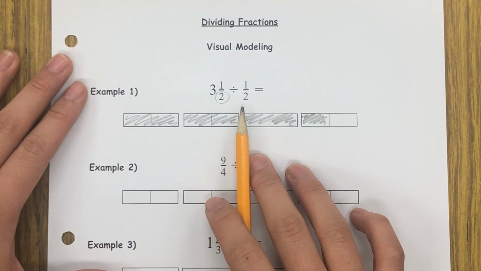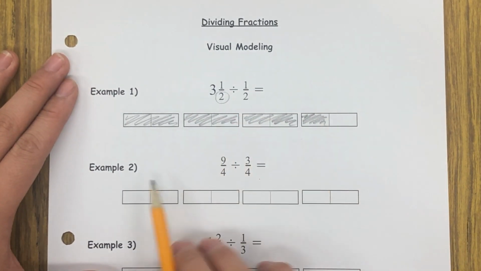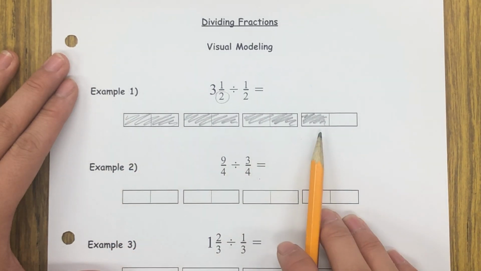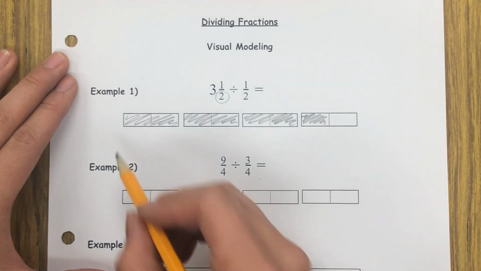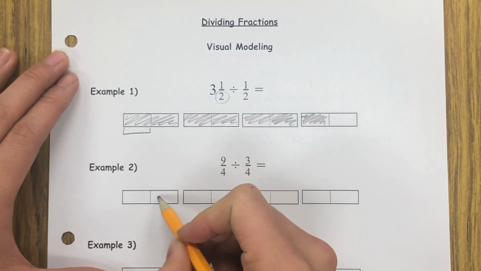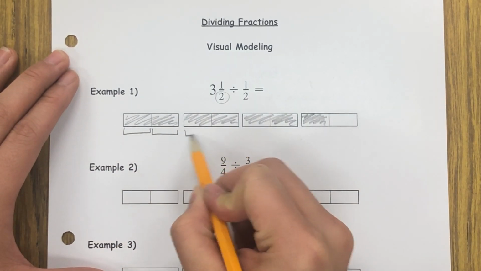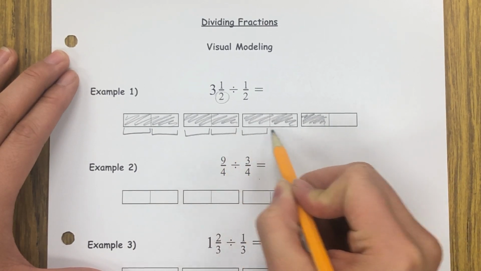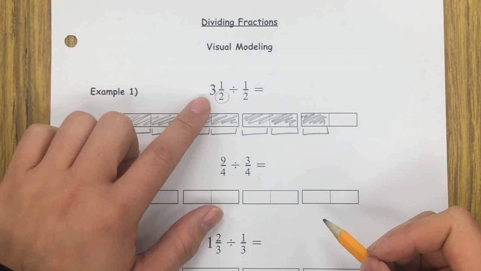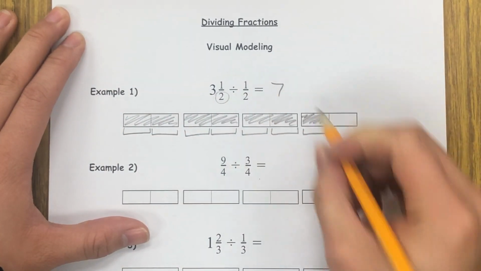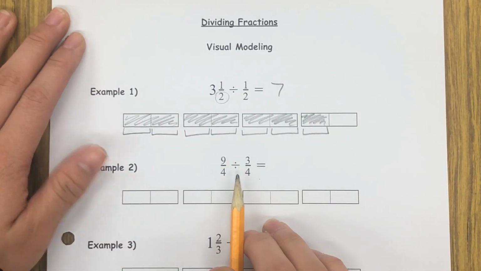That means I'm asking how many halves can I pull out of my 3 and 1/2? Okay, so I can pull out, here's 1/2, here's another, 1, 2, 3, 4, 5, 6, 7. I have 7 halves in my 3.5. And I've got nothing left over, so my answer is 7.